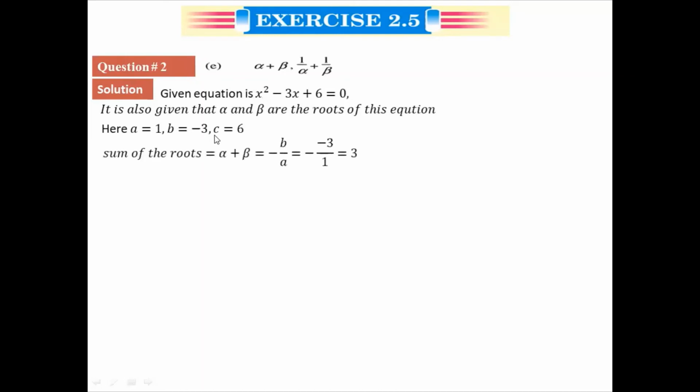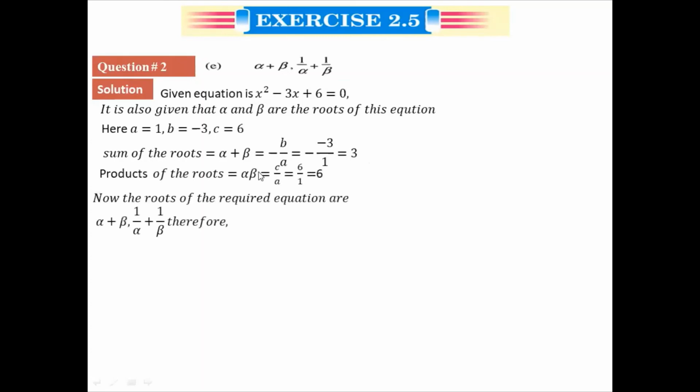Sum of the roots is equal to alpha plus beta. This is equal to minus b by a. Replacing the value of b, which is minus 3, and a, which is 1, we have sum of the roots is equal to 3. Now the product of the roots alpha beta is equal to c by a. C is 6, a is equal to 1. The product of the roots is 6.